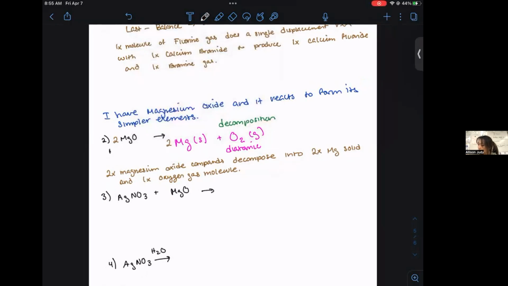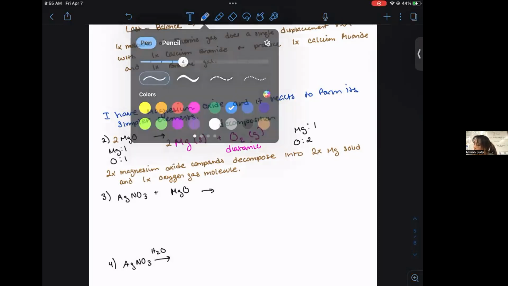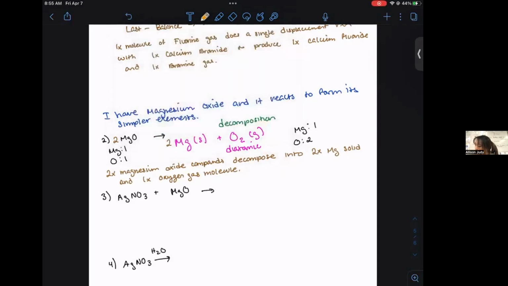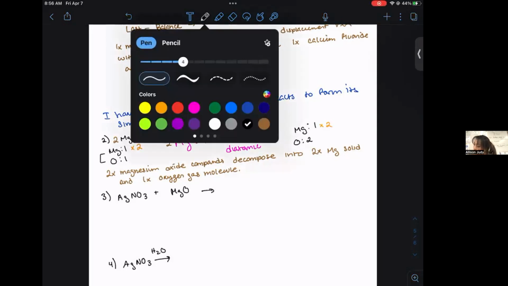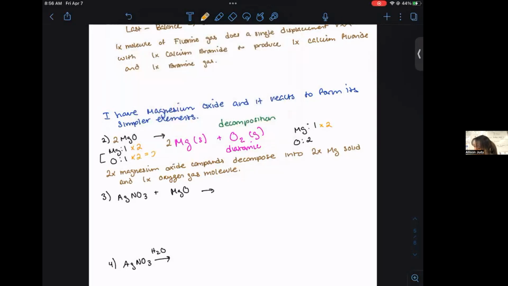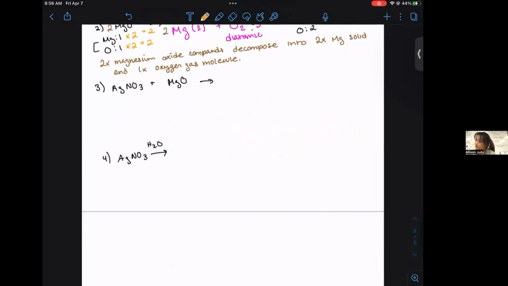You could have done Mg 1, O 1, Mg 1, O 2, and you would have seen that we would have had to multiply by 2, multiply by 2. And of course, these are bonded together, so that's why you also multiplied this oxygen by 2. Does that make sense? Perfect. Okay, next one.